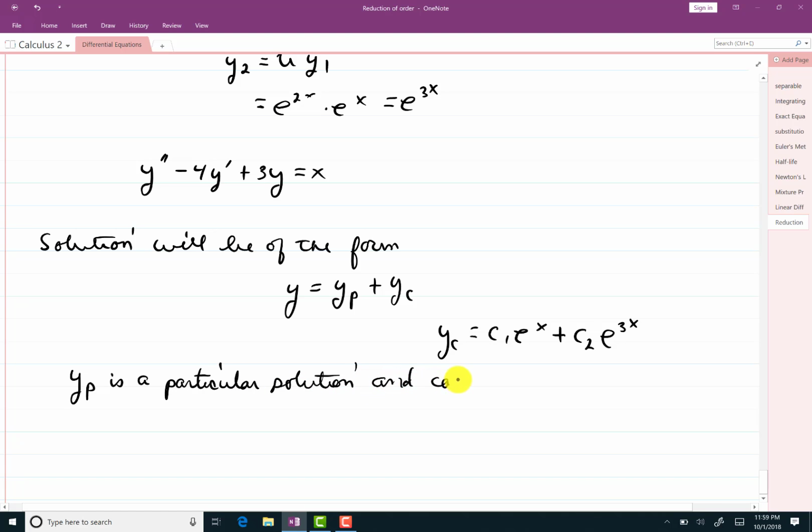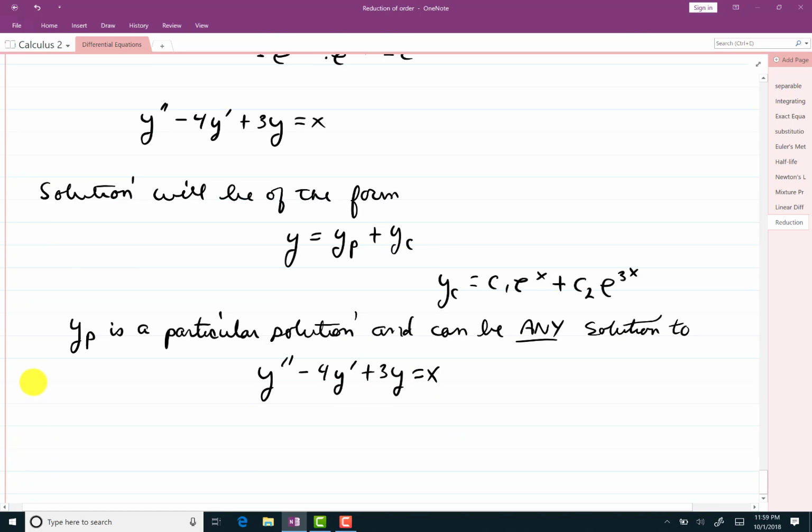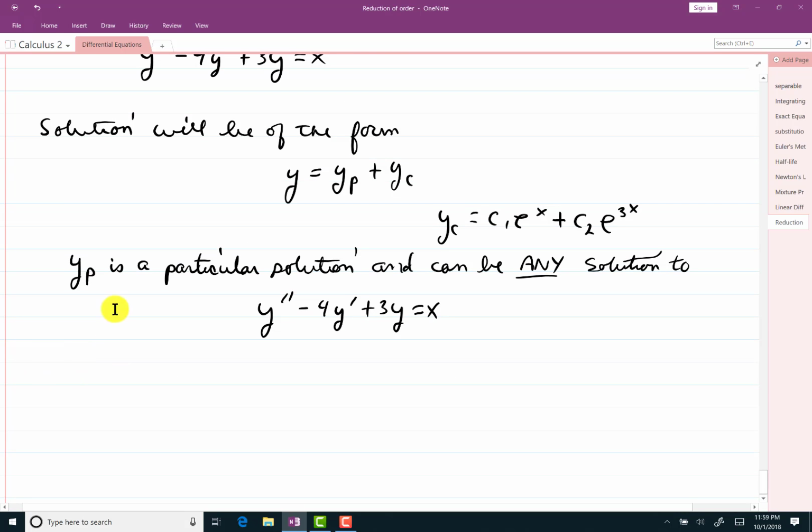And can be any solution to y double prime minus 4y prime plus 3y equals x. So we have to find any kind of possible solution that just simply makes this equation work. I throw it in, and instead of 0, I get x. So I'll need that for y sub p. So it's a guessing game. So let's do some trial and error.